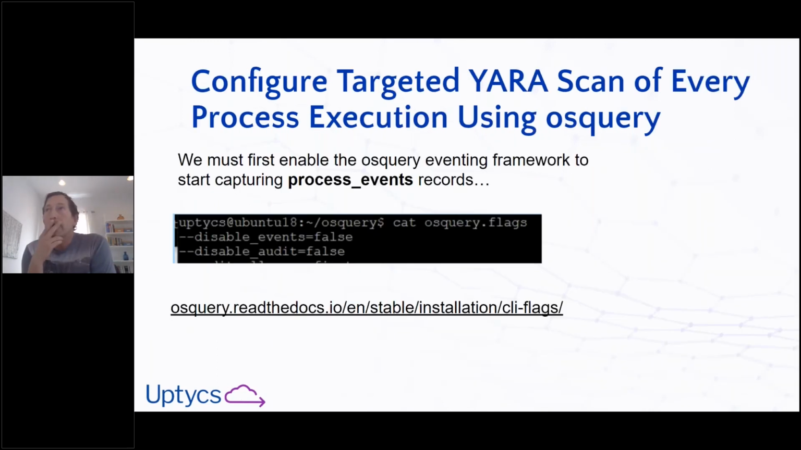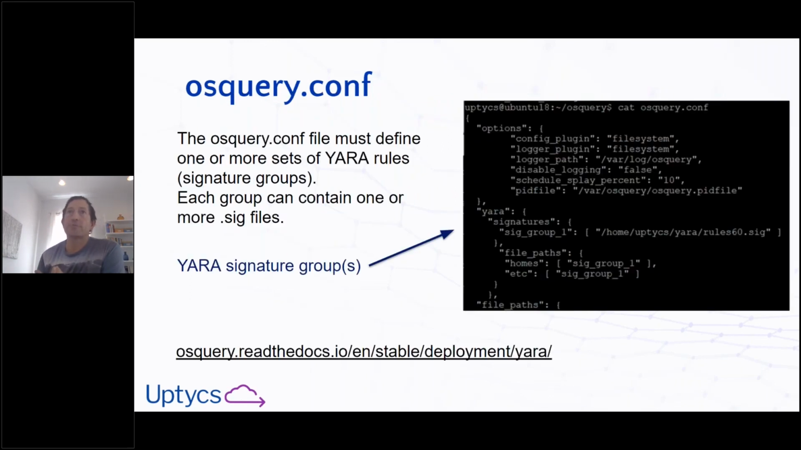Okay, so now let's look at the other use case where we say, I don't necessarily know what folders I want to monitor for changes using FIM. I just want to use the OSquery pub/sub framework that tells me every single process that ran through the process events table, and run a YARA scan on all of those processes. In order to do that, you need to turn on the scanning of the pub/sub framework to give you the process information in the process events table. So you say disable events equals false, and disable audit equals false, and then you'll start to get process events.